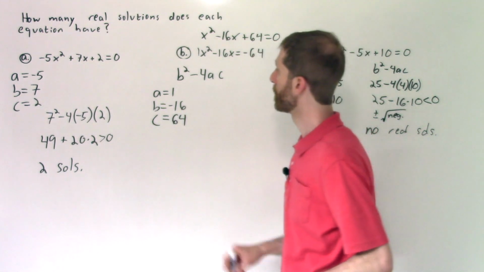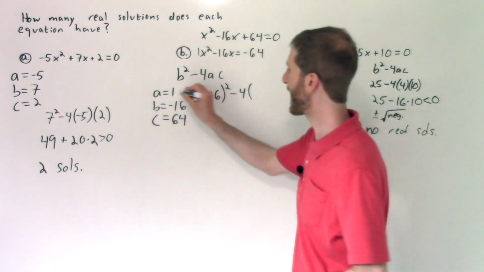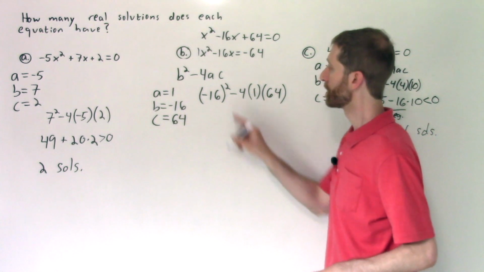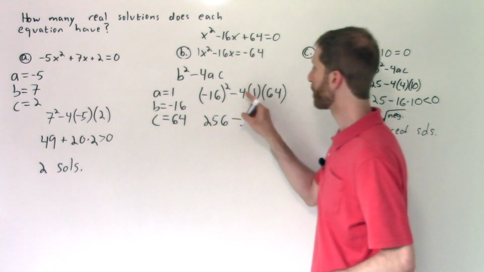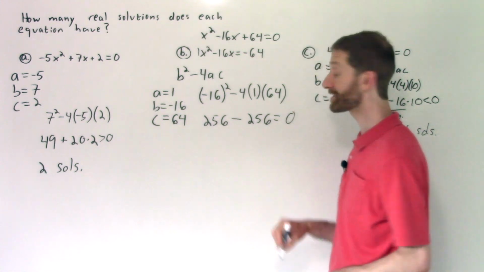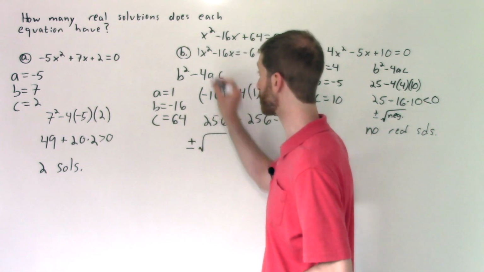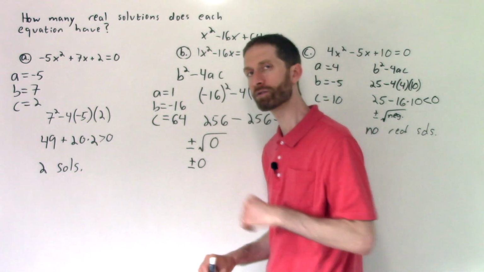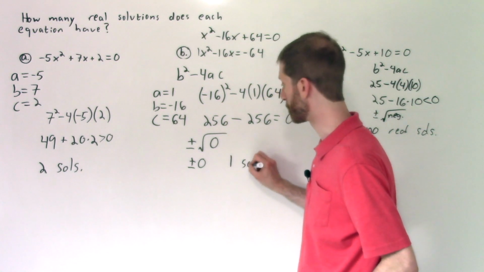Let's see what we get. Well, b squared is negative 16 squared. Minus 4 times a, which is 1, times c, which is 64. We might need a calculator. Negative 16 times itself is positive 256. Minus 4 times 1 is 4, times 64 is 256. Ooh, that's equal to 0. So our discriminant is 0, which means in the quadratic formula you'd have plus or minus the square root of b squared minus 4ac, which is plus or minus 0. Whether I add 0 to a number or subtract 0, I'll get the same value out. So that means there's one solution.